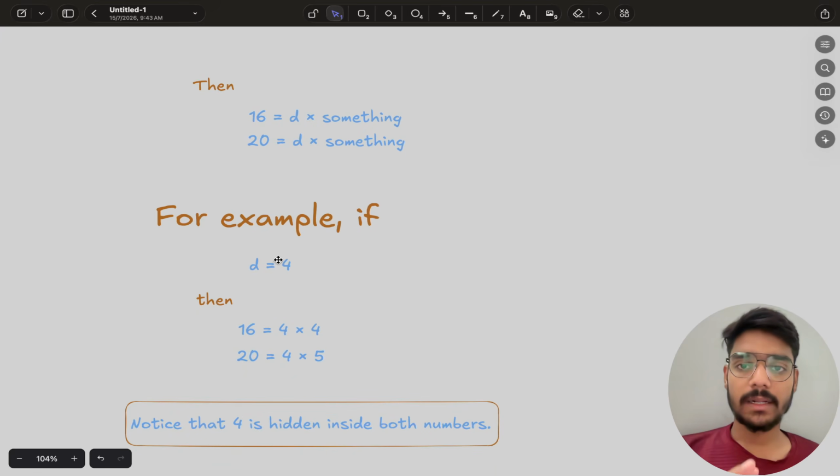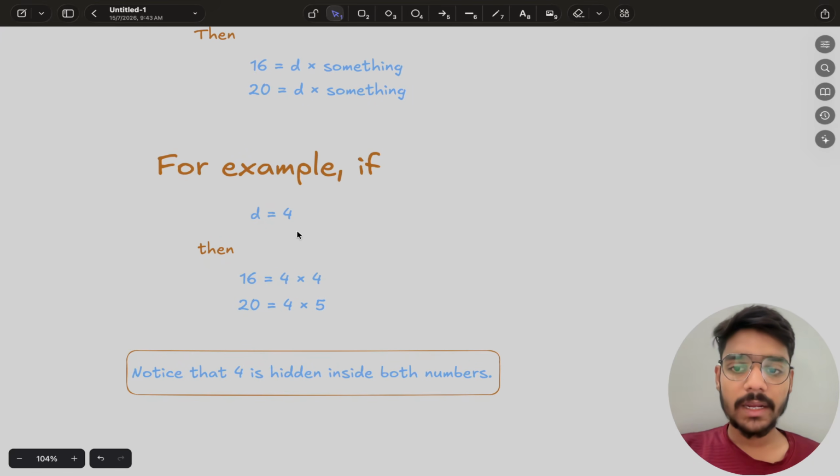Now there is an example where we can take d equal to 4. Then there is 4 and 4, and we have these factors, and we can replace them with this. So as you can see, 4 is hidden inside this. So how to find this part and how to find the valid answer from this part?